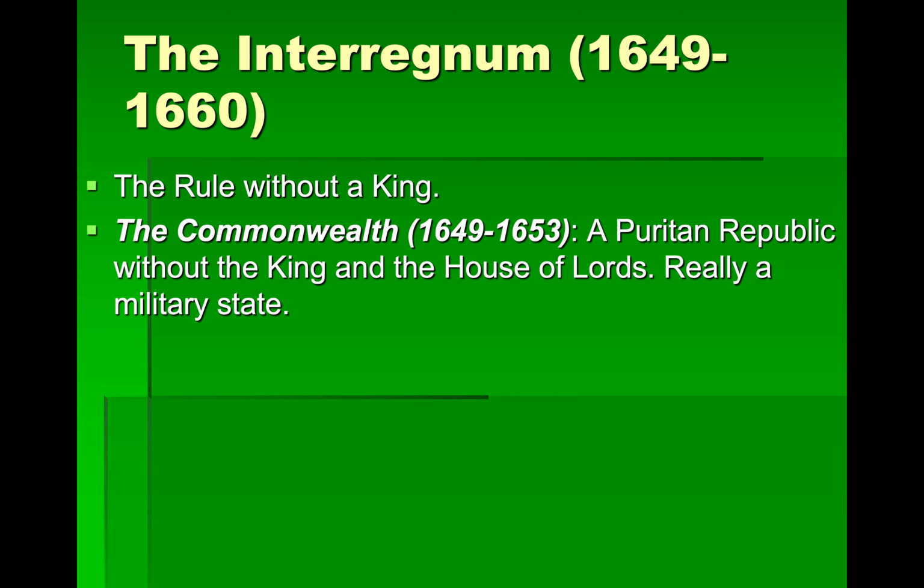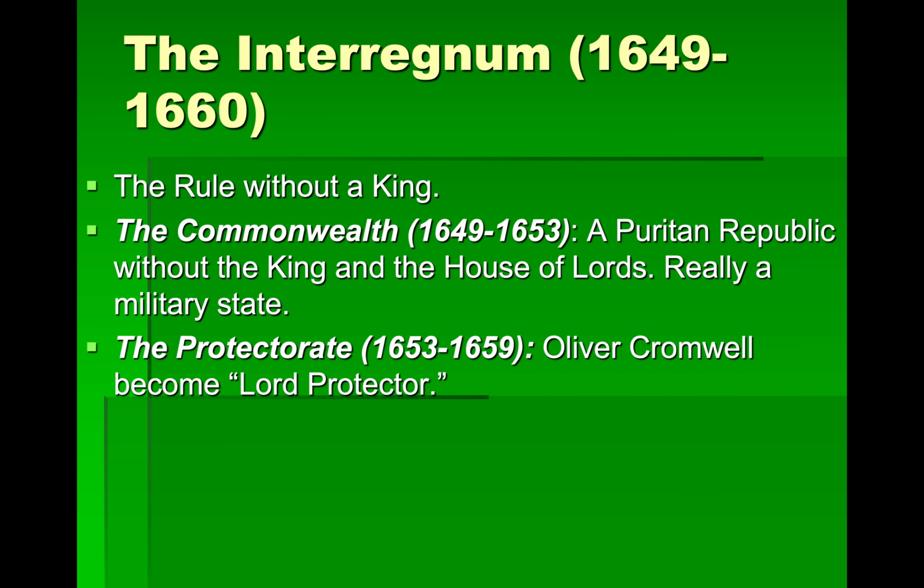Okay, and the best way you can describe the Commonwealth is as kind of a puritanical republic. It was without the king, it was without the House of Lords, it was really just like a military state, all right? But later on, we're going to see the Protectorate, and this is where Oliver Cromwell becomes the Lord Protector of England, and he really rules almost, and this is kind of one of the ironic parts, we'll see this in the French Revolution too with Napoleon, like a dictator. He's going to have a lot of power, and it's really interesting because he's going to be doing things that he complained about Charles doing.